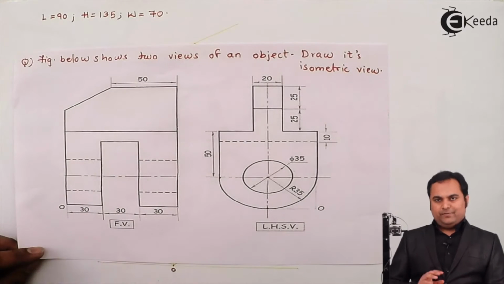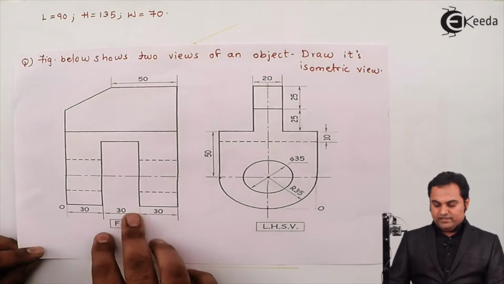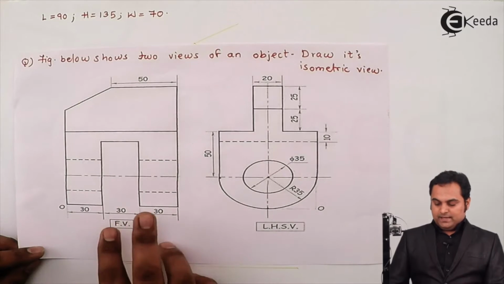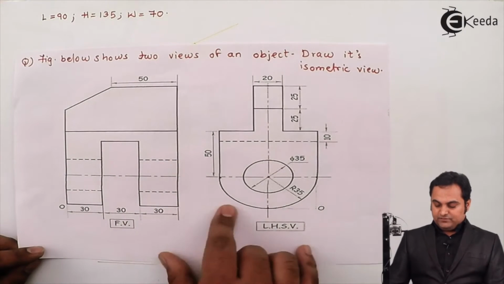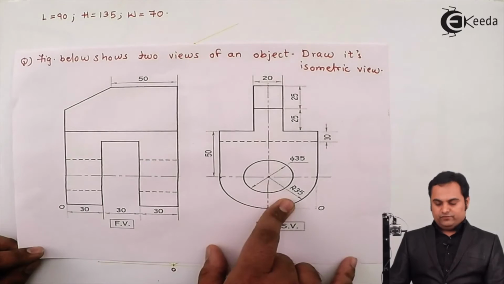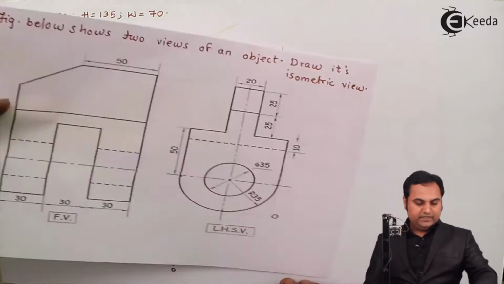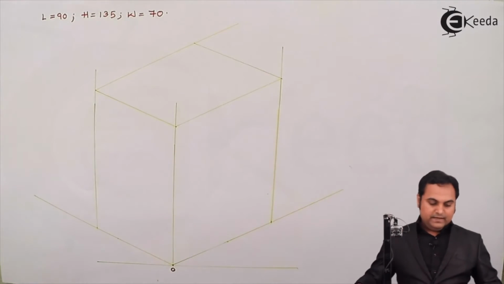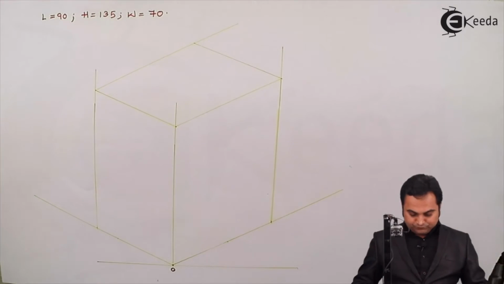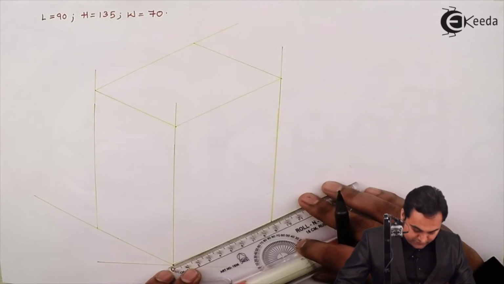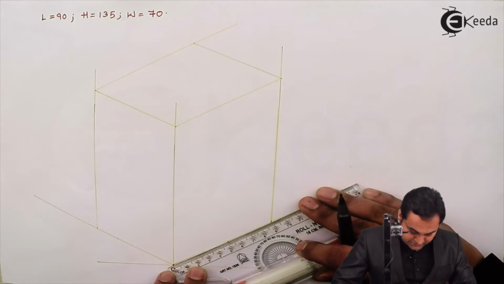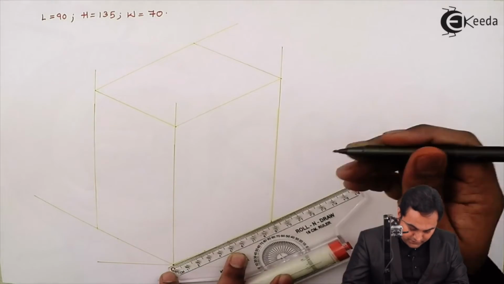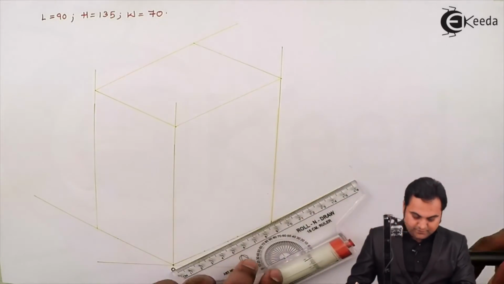So first I'm going to start this with the help of this semicircular portion, and I can say that the semicircle is having a radius of 35. So I'll explain how it should be done. Radius 35, so diameter is 70 mm, and it is having a length of 30 mm from both the sides. 30 mm from here, 30 mm from the other side.